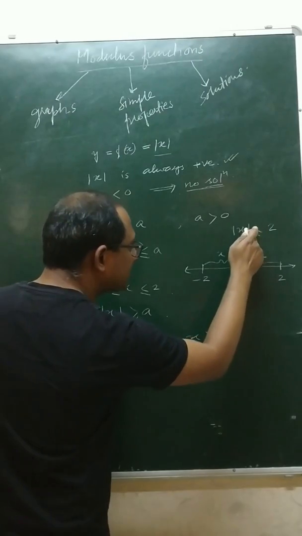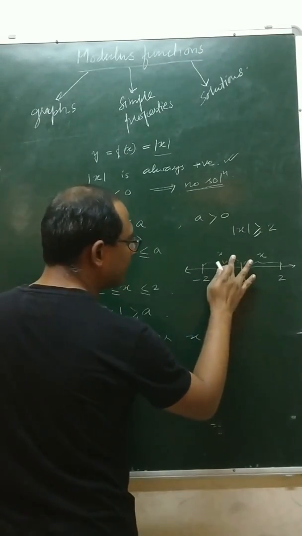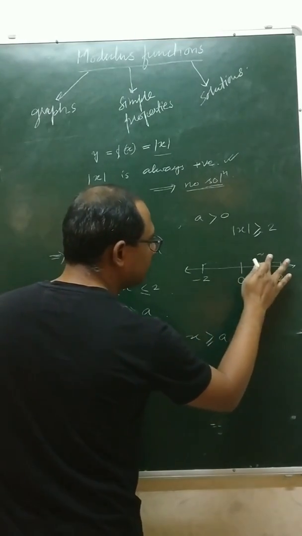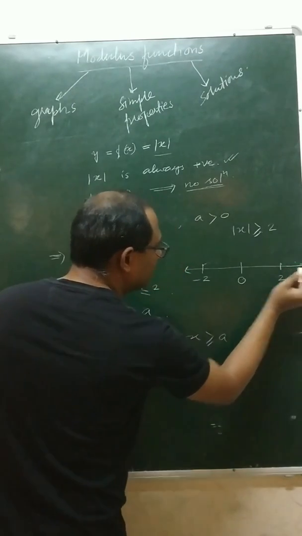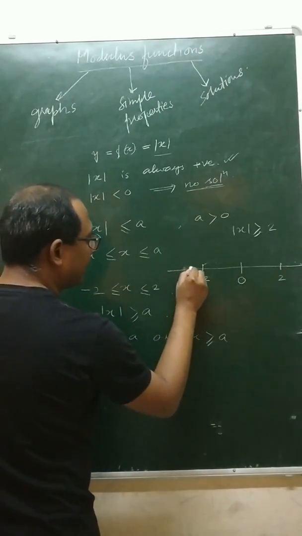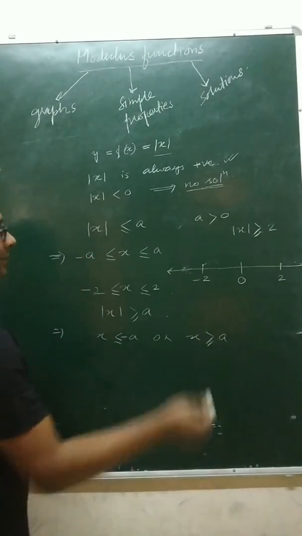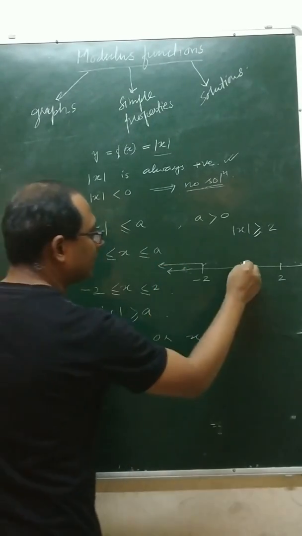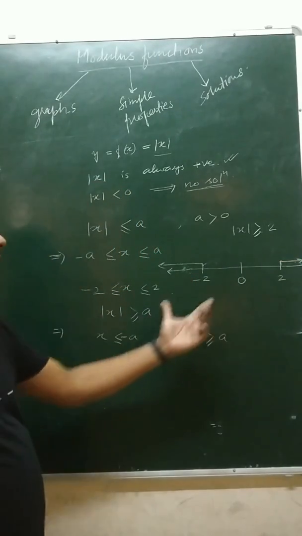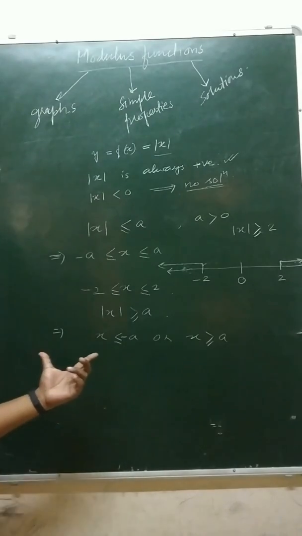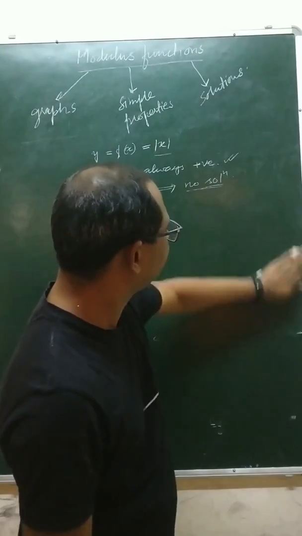Now modulus of x greater than or equal to 2. So all we are looking for are the values of x, that is the points, which are either greater than or equal to 2 units from the origin, that is this way or that way. That is exactly what this inequality is telling us. Okay, so these are the simple inequalities we need.